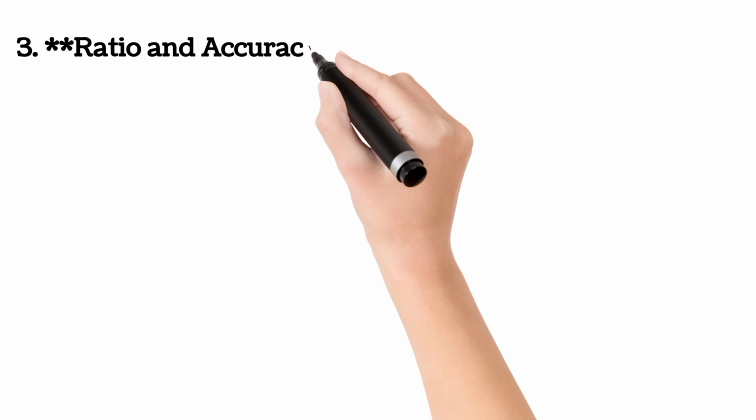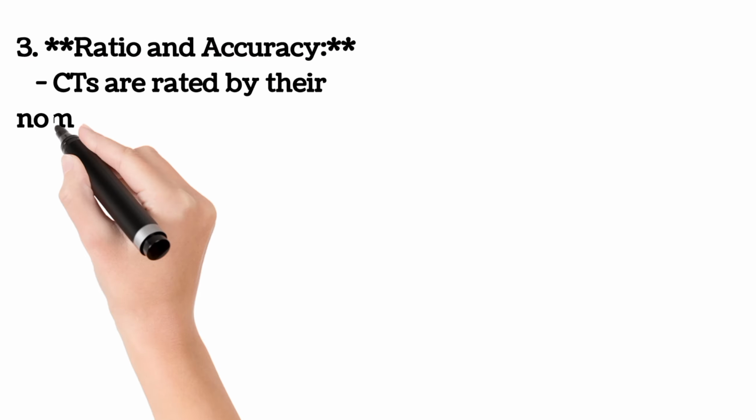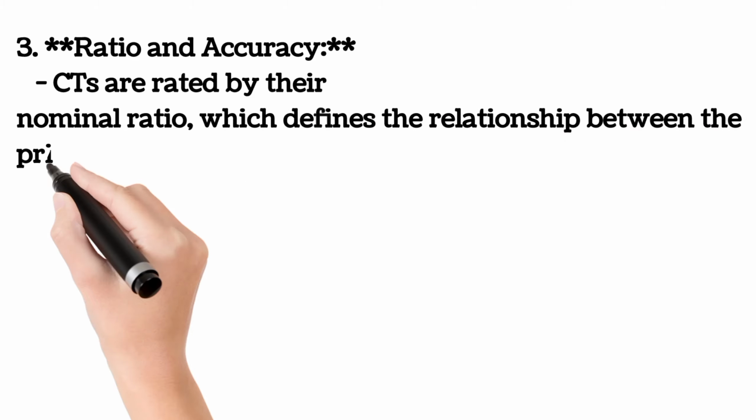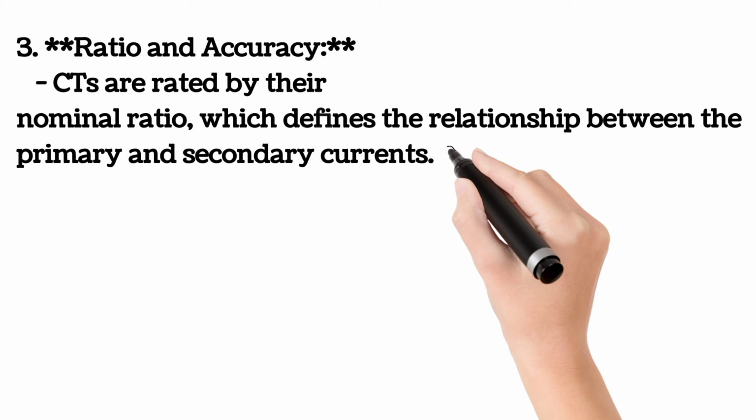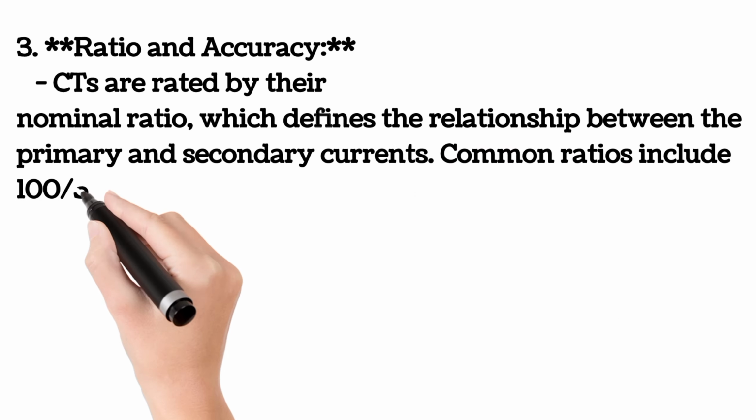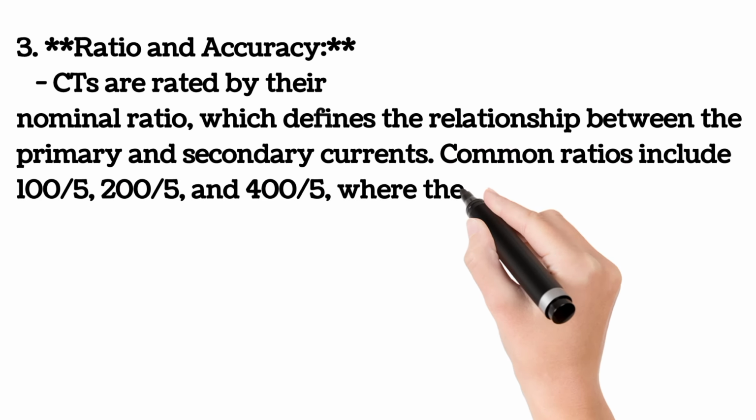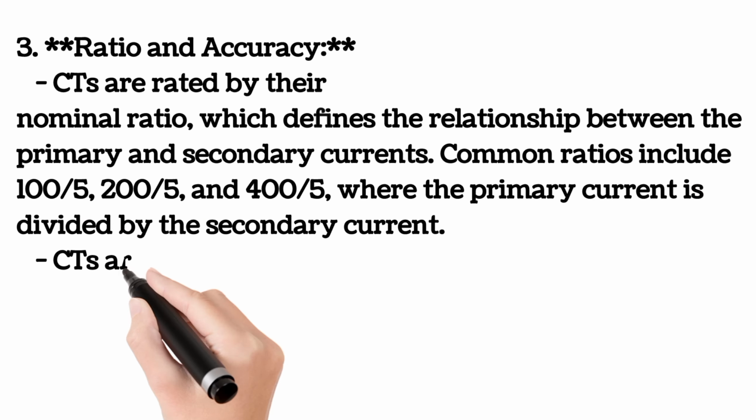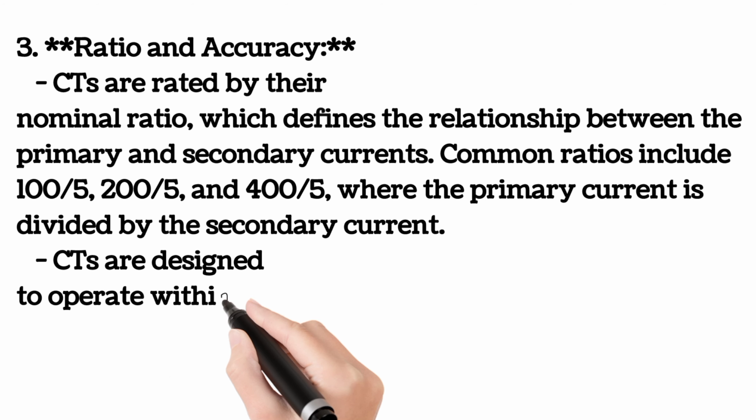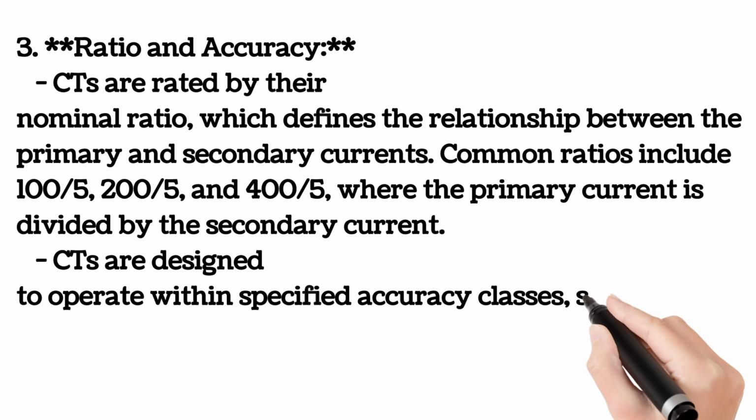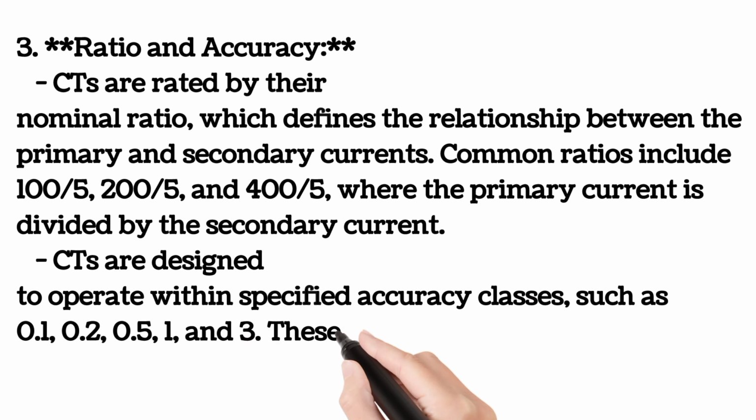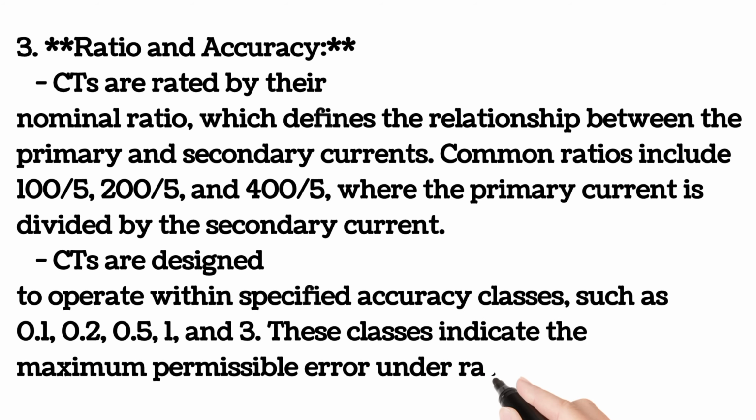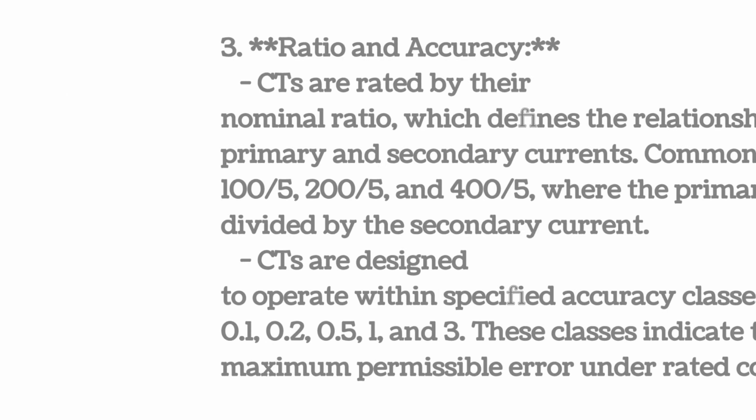3. Ratio and accuracy. CTs are rated by their nominal ratio, which defines the relationship between the primary and secondary currents. Common ratios include 100/5, 200/5, and 400/5, where the primary current is divided by the secondary current. CTs are designed to operate within specified accuracy classes, such as 0.1, 0.2, 0.5, 1, and 3. These classes indicate the maximum permissible error under rated conditions.